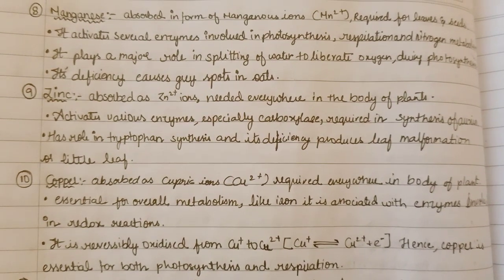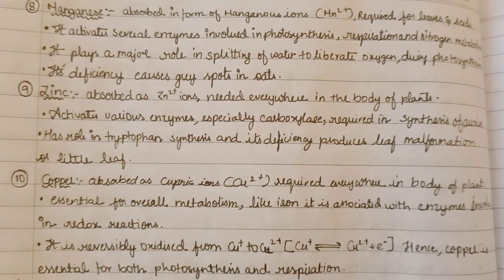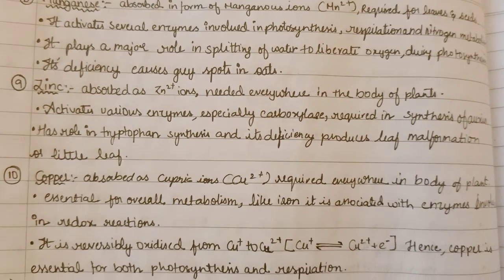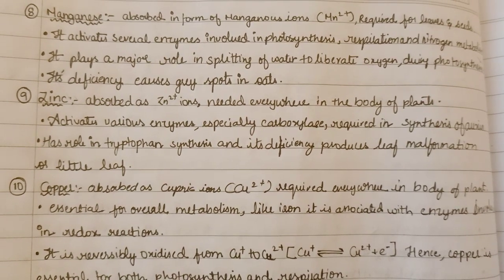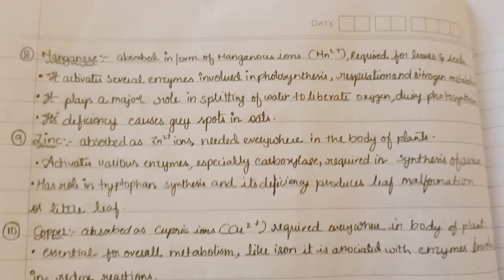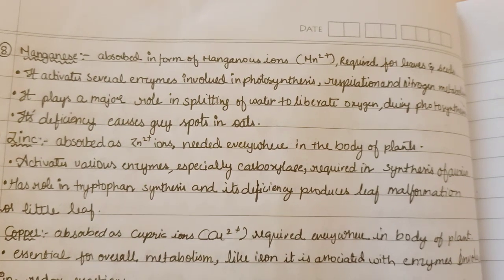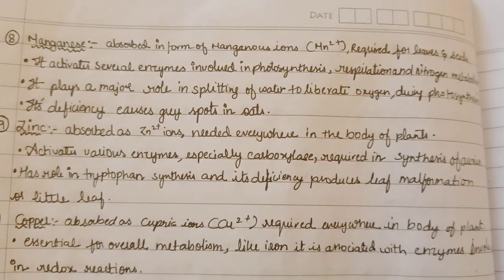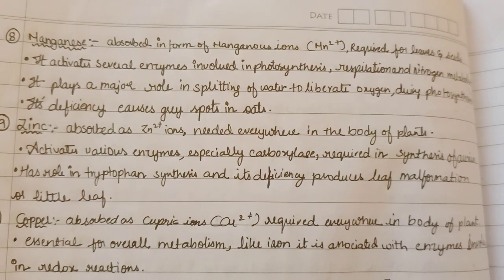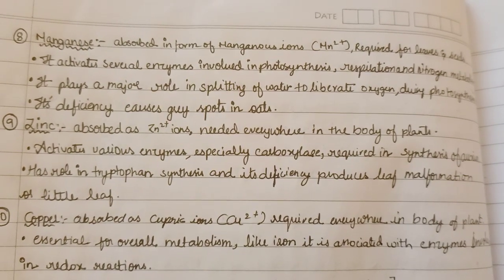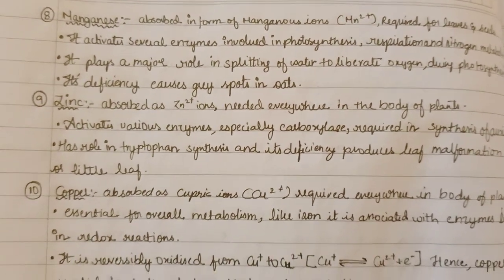Now, zinc. Zinc is absorbed in the form of Zn2+ ions, needed everywhere in the body of plant. It activates various enzymes, especially carboxylase, required in synthesis of auxins, and it has a role in tryptophan synthesis, and its deficiency produces leaf malformation or little leaf.